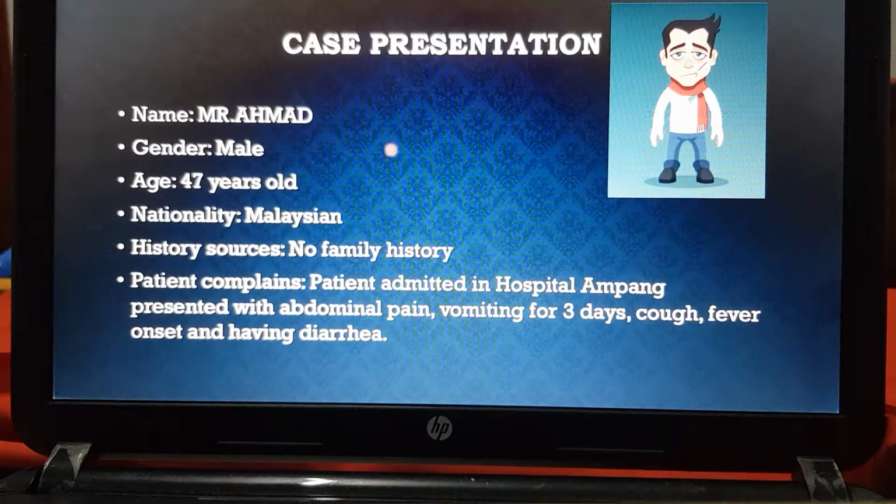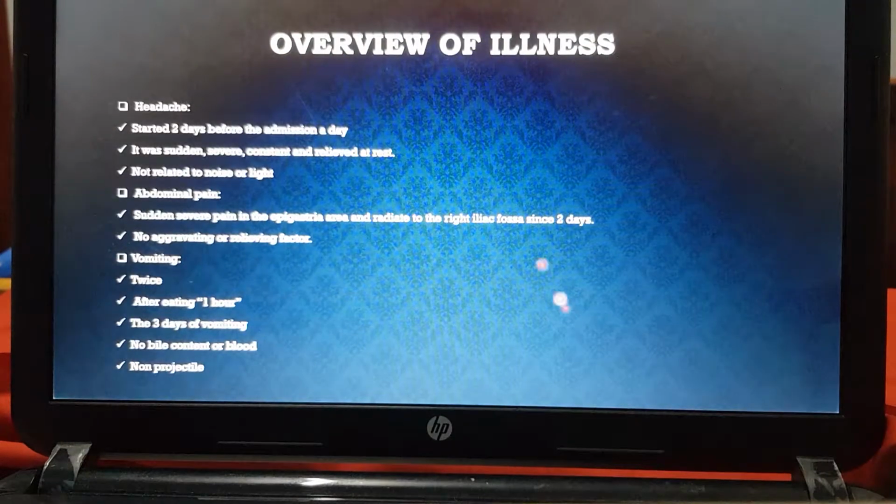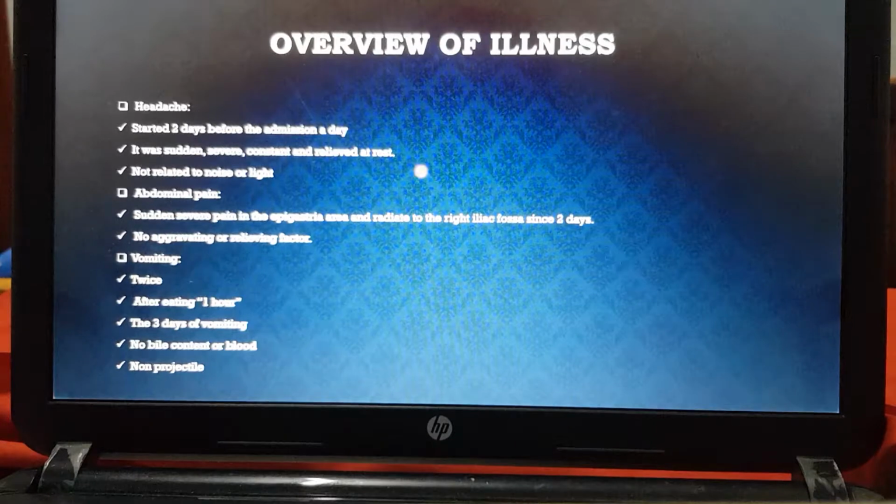This is the case presentation. It shows Mr. Hamad, a male, 47 years old, Malaysian, with no family history, who was admitted to Hospital Ampang presenting with abdominal pain and vomiting for 3 days, cough, fever and diarrhea. This is the illness he has complained of: a headache for 2 days, which is sudden, severe and relieved at rest.